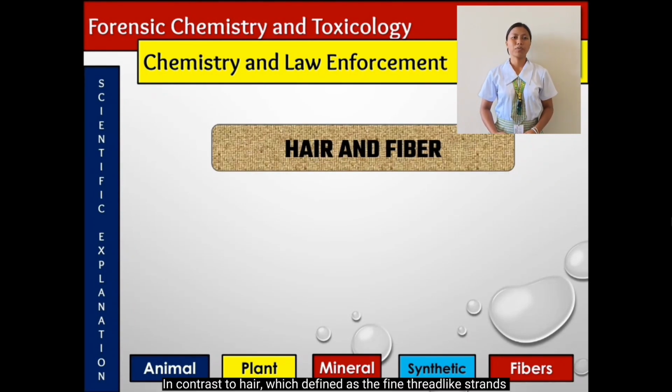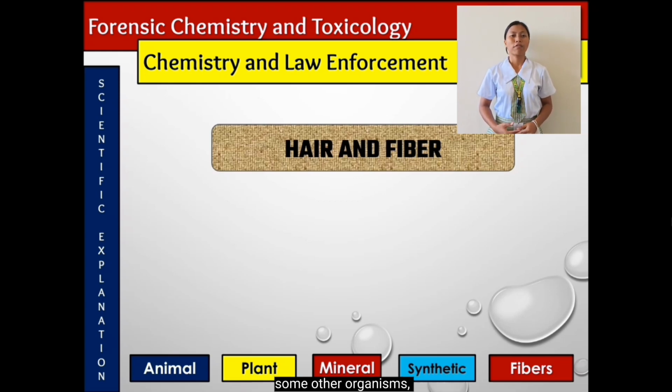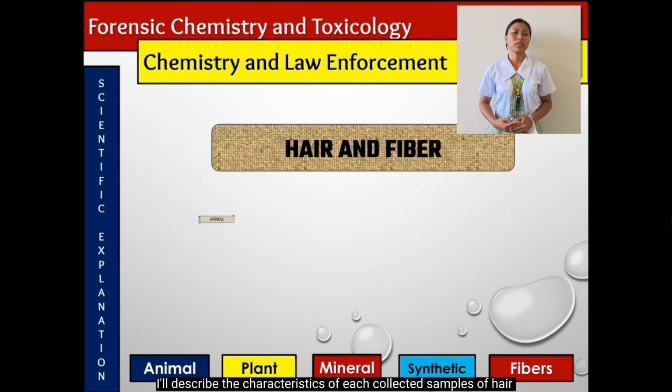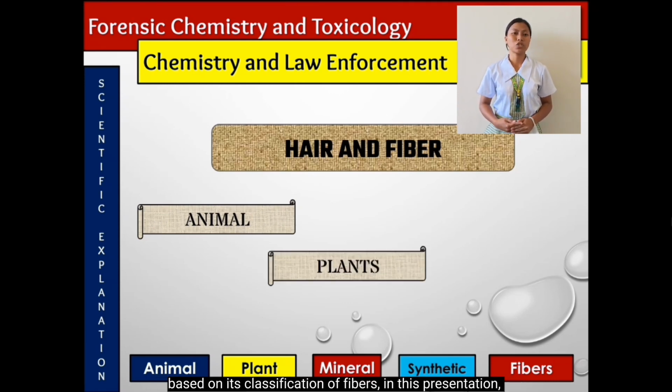In contrast to hair, which is defined as thread-like strands that develop from the skin of humans and some other organisms, fibers are referred to as the smallest component of textile material. Both fall within the category of trace evidence in criminal investigation. I'll describe the characteristics of each collected sample of hair based on its classification of fibers.